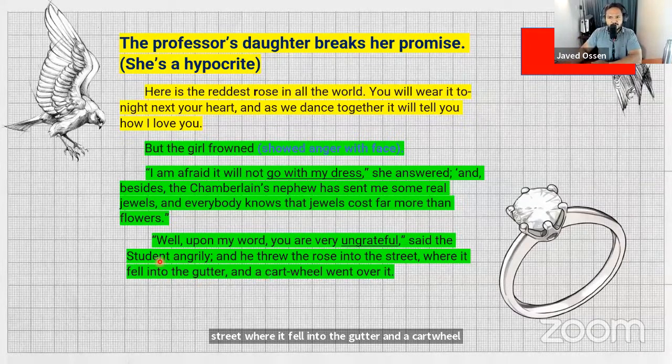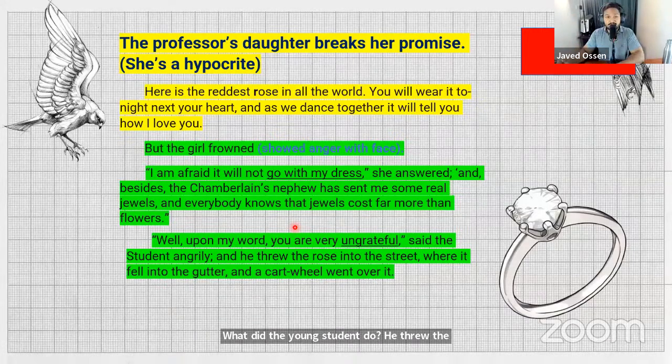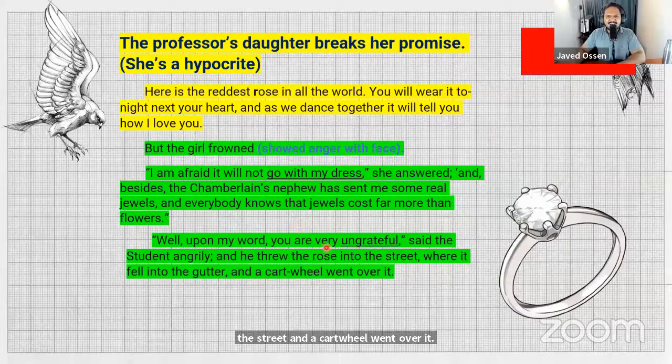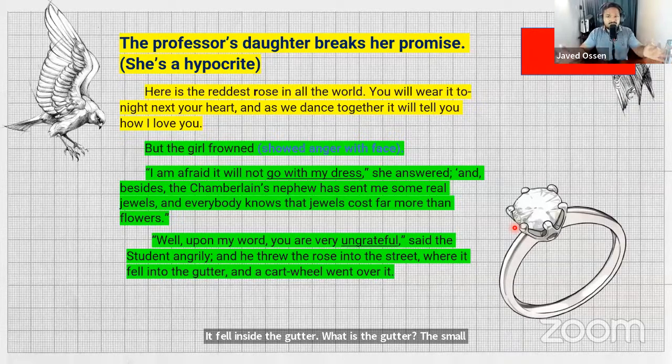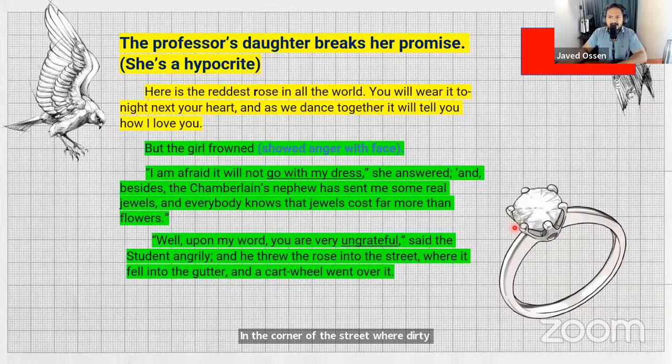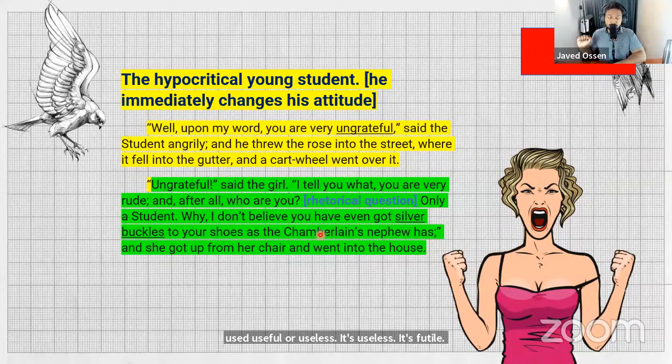What did the young student do? He threw the rose into the street, and a cartwheel went over it. It fell inside the gutter. What is the gutter? The small groove in the corner of the street where dirty water, wastewater, passes, kind of like a drain, right? It's like adding insult to injury. So tell me, is the nightingale's sacrifice useful or useless? It's useless. It's futile.